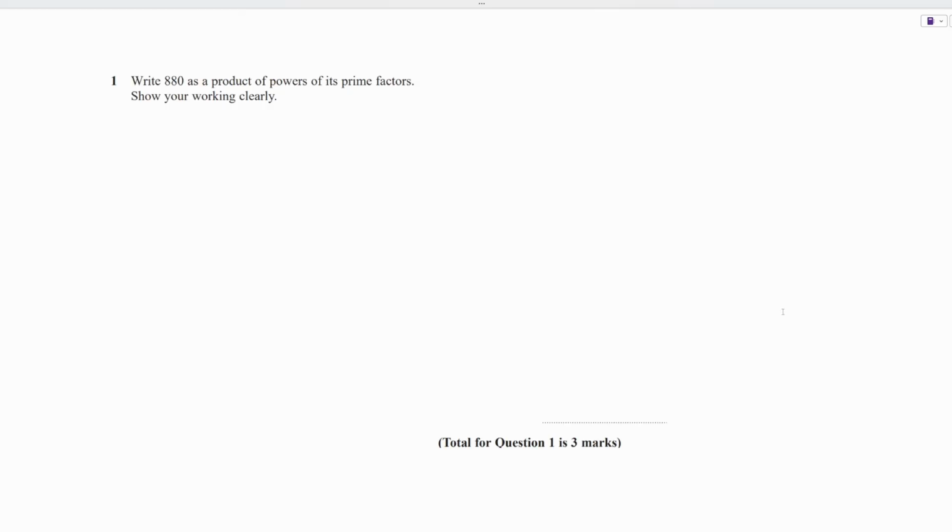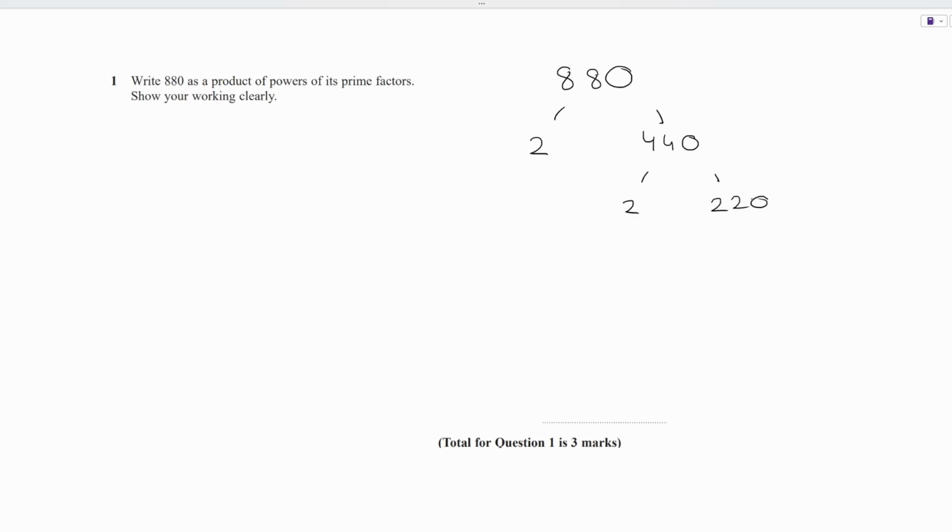Alright, now we can move on to some exam questions, as they're very good practice for your exams. So for the first question, we have to write 880 as a product of powers of its prime factors. Alright, so what we can do is write 880 as its prime factor tree diagram. So here, we can just divide by 2, which will give us 440. We can just repeat that as it's the easiest method.